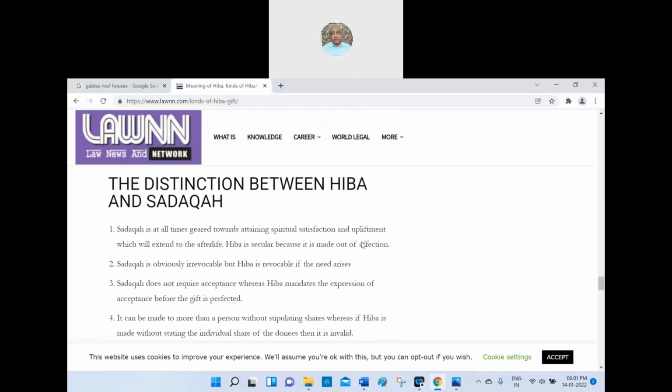Sadqa is all the time geared towards acquiring spiritual satisfaction and upliftment, which extends to the afterlife. Hiba is secular, but it is made out of affection. Sadqa is obviously irrevocable, but hiba is revocable if the need arises. Sadqa does not require acceptance, whereas hiba mandates the expression of acceptance. Sadqa can be made to more than one person without stipulating shares, whereas hiba is made stating the individual share of the donee. Musha is sometimes valid because you cannot break it, like the staircases. So these are the differences that you will find between hiba and sadqa.